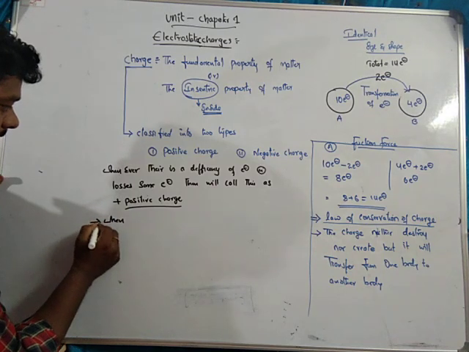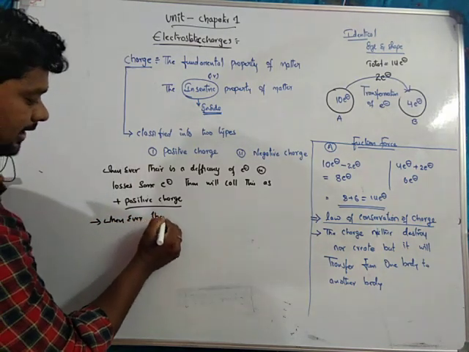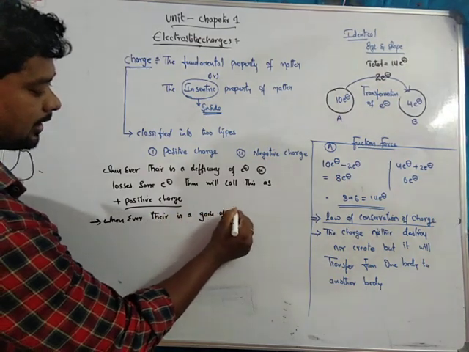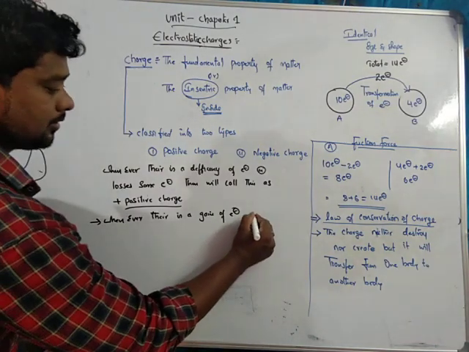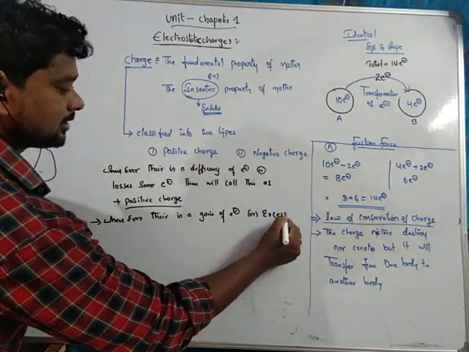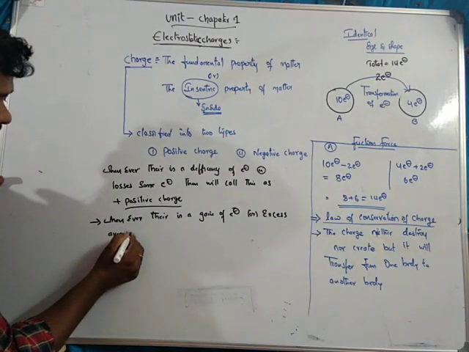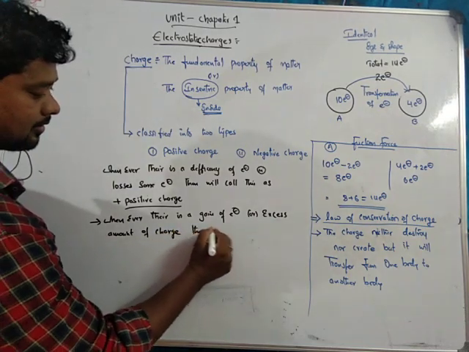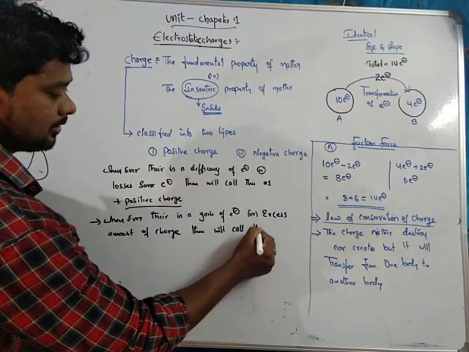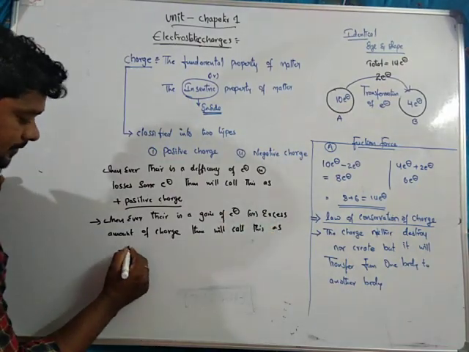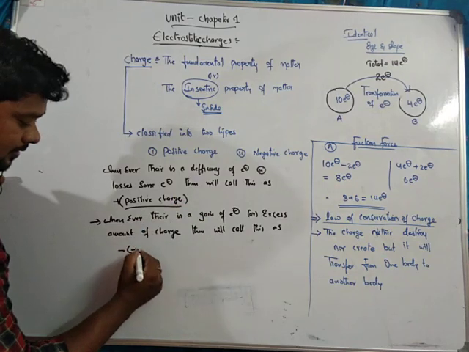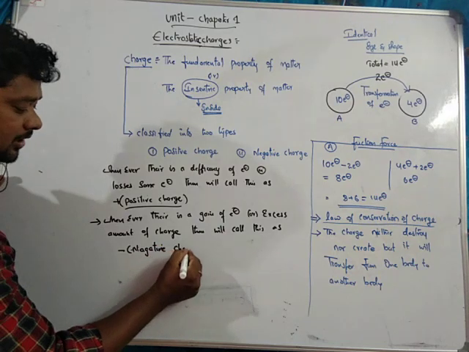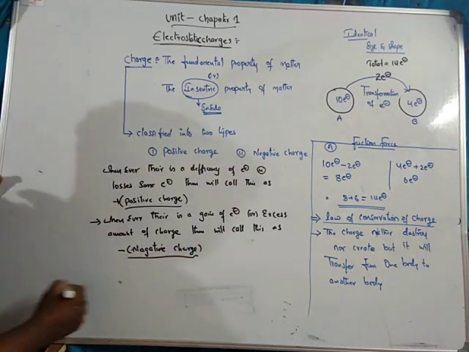Whenever there is a gain of electrons or excess amount of charge, then we call this negative charge. So here we have two definitions.